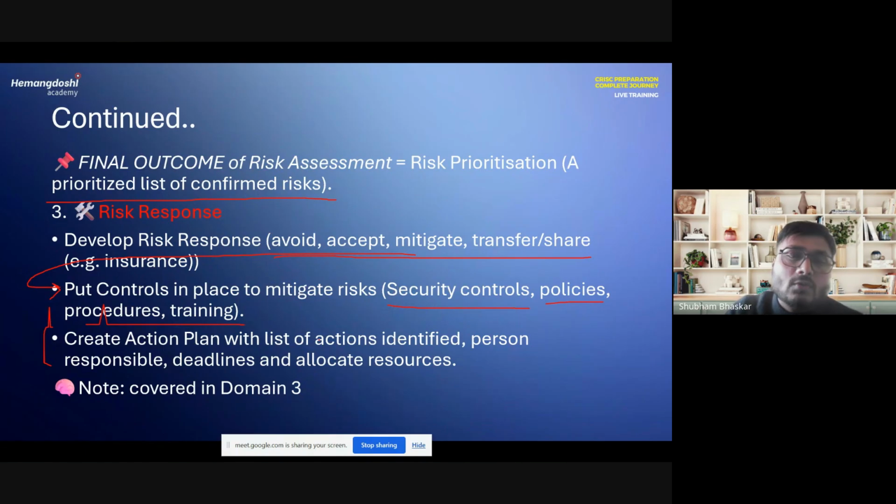Now, when you create an action plan, you also put deadlines. The task cannot go on forever. You have to assign it to a person. Well, who is going to do it, right? And you have to allocate resources. In this example of a user clicking a phishing email, if the management doesn't give you funds, well, how are you going to buy training programs, right? Okay, so this is how we deal with the whole risk management lifecycle.